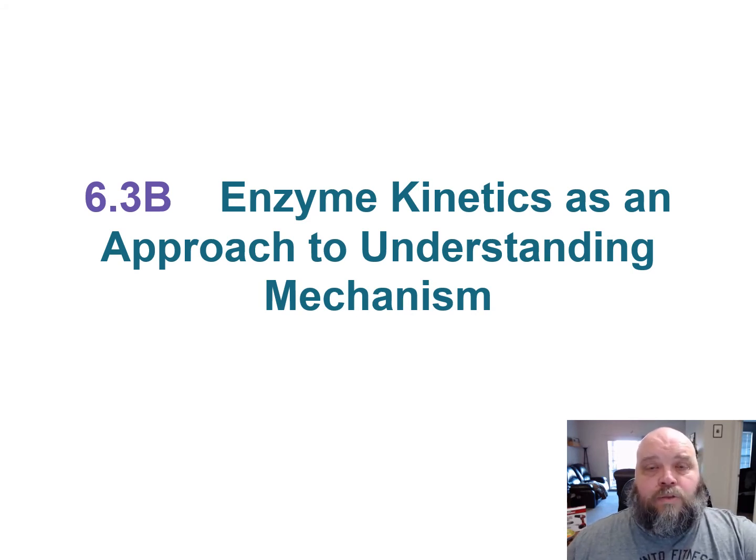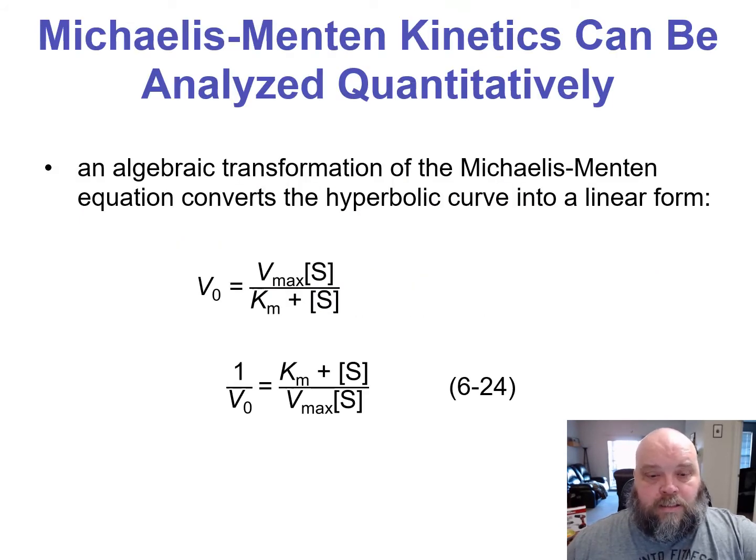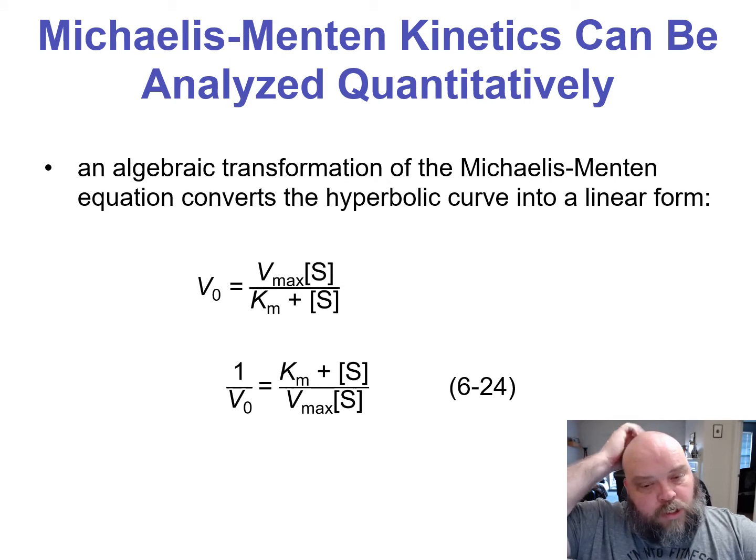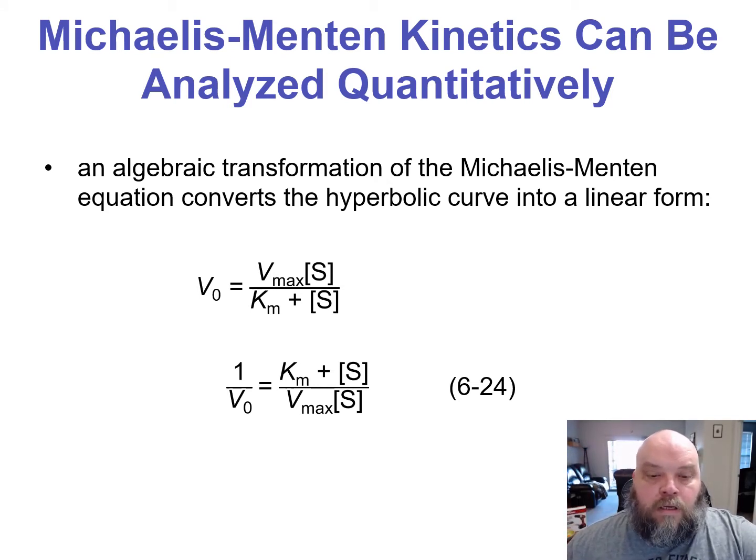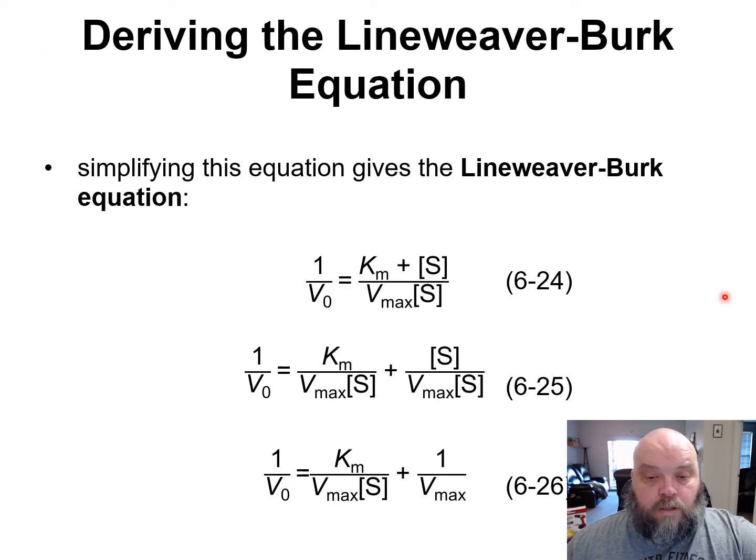Chapter 6, Section 3, Part B. When you look at the equation we just derived in Part A, V naught equals Vmax times the concentration of S divided by our Michaelis constant plus the concentration of S. Take the reciprocal of all that, 1 over V naught. You just flip it over. What was the denominator is now the numerator. And we can start manipulating further then.